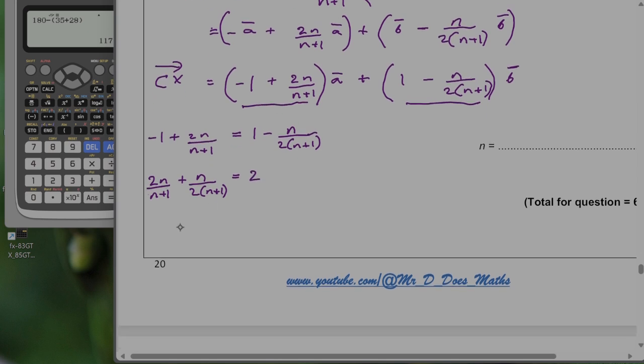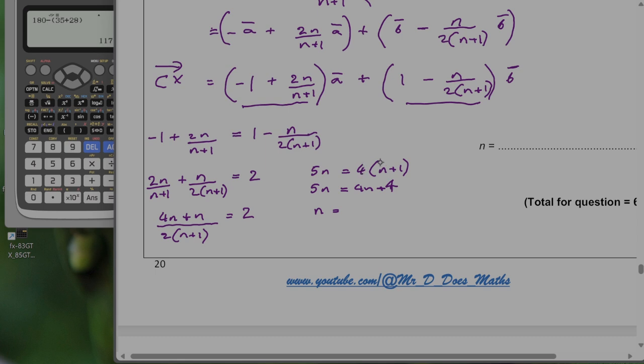So if I put this over the same denominator, that's going to be 2 lots of n plus 1. What that would give me, I'd need to times this by 2, so that would be 4n plus n, and that's got to be equal to 2. If I multiply through by this denominator and tidy that up slightly, that's going to give me 5n has got to be equal to 4 lots of n plus 1. So 5n has got to be equal to 4n plus 1, which means then that n must be plus 4.